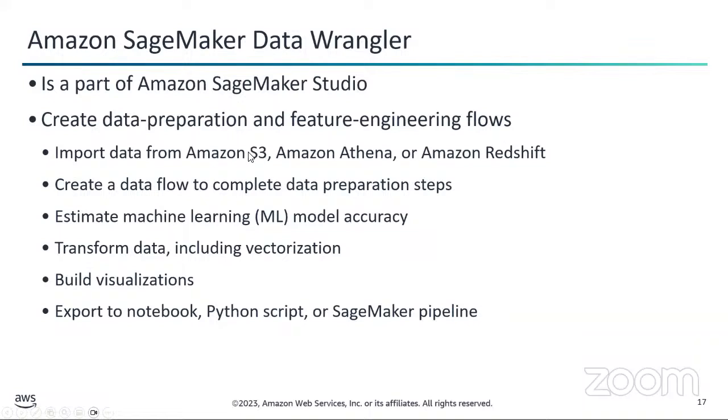So Amazon S3 is the simplest storage service for storing data. Amazon Athena is an in-place SQL query service which can query data in place. You don't have to get the data into your database. And then Redshift is a data warehouse, very powerful, very optimized for data analytics and warehousing. Then you can create a data flow to complete the data prep steps. You can estimate the machine learning accuracy. You can transform data. You can vectorize it, build visualizations, export to notebooks like in SageMaker, Python script, SageMaker pipelines. So it's a very powerful environment.